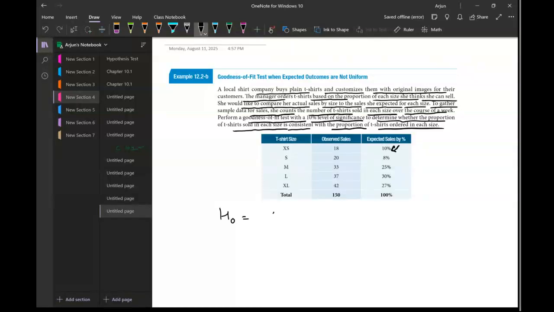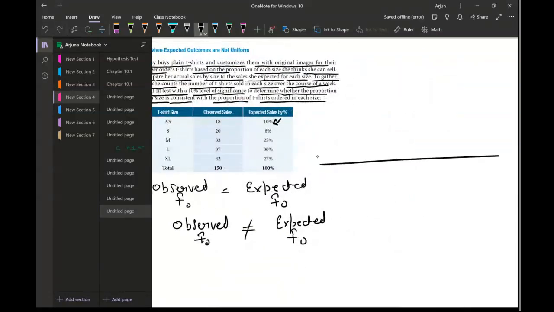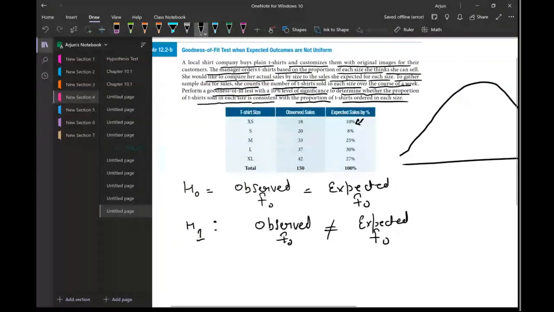Again, the null hypothesis is that the observed frequency is equal to the expected frequency, and the alternate hypothesis will be what? The observed frequency is not equal to the expected frequency. That's how you're going to write the alternate hypothesis. Again, this is always the right tail chi-square distribution. How did I figure out the chi-square distribution?